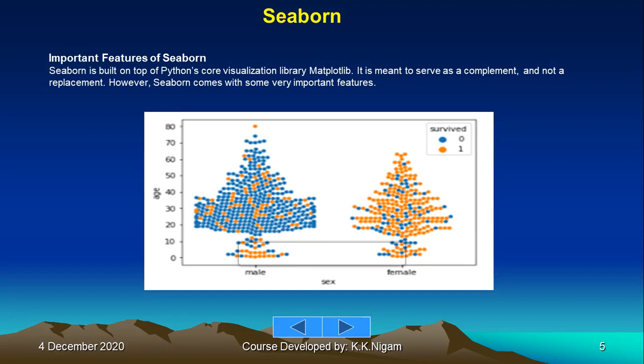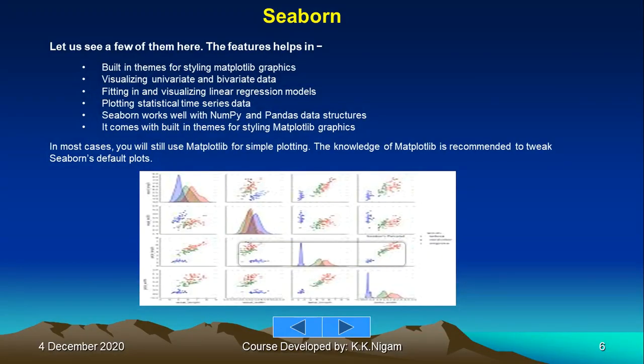Some features about Seaborn. It is built on top of Python's core visualization library, that is Matplotlib, and it is meant to serve as a complement and not a replacement. However, Seaborn comes with some very important features. Now let us see some features about Seaborn. The built-in themes for styling Matplotlib graphics. It is helpful in that. Then visualizing univariate and bivariate data. Fitting and visualizing linear regression models. Plotting statistical time series data. Seaborn works well with NumPy and Pandas data structures. And it comes with built-in themes for styling Matplotlib graphics.